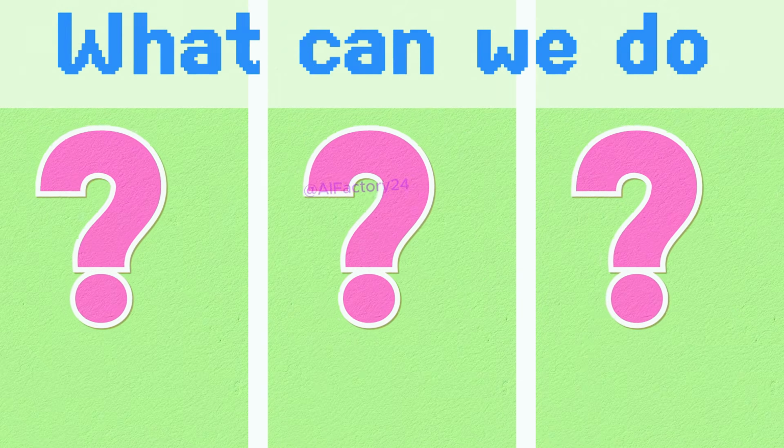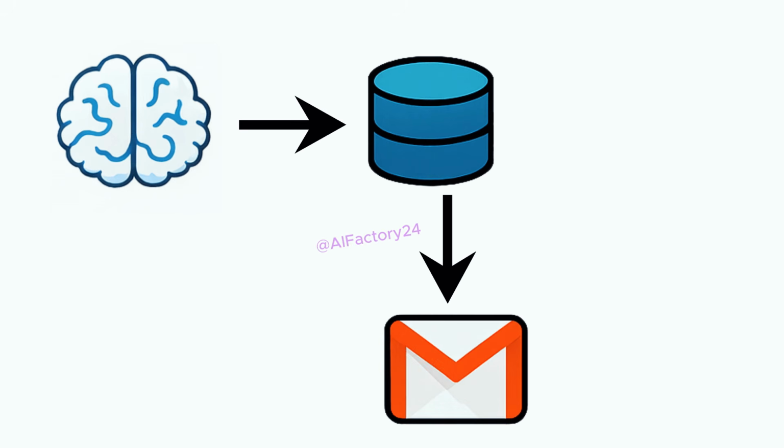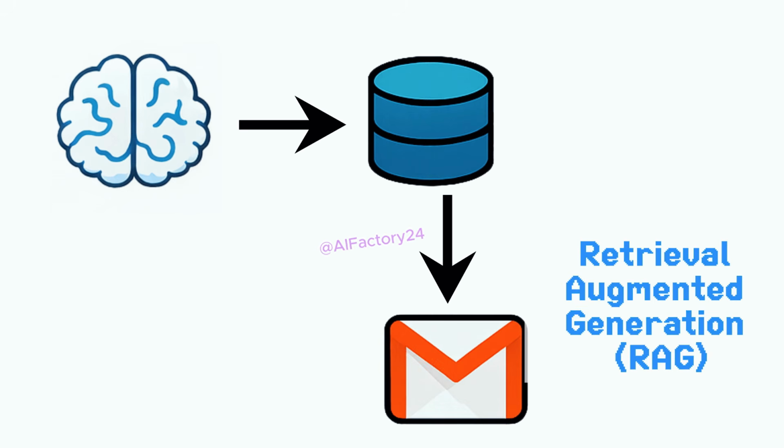The model's knowledge is outdated. What can we do? Here's the approach. First, retrieve relevant content from a database. Then, send that information along with the prompt to the model. This technique is called Retrieval Augmented Generation, RAG.